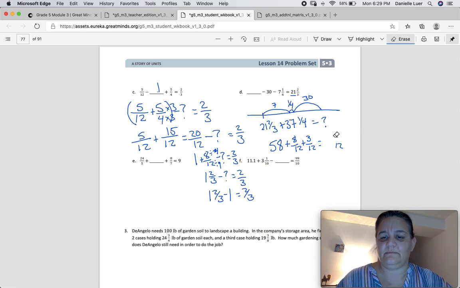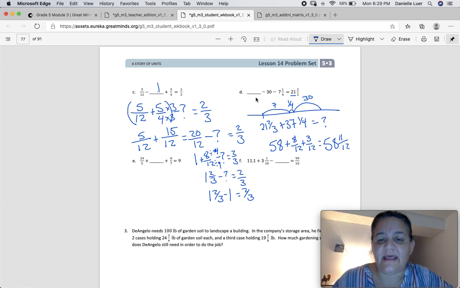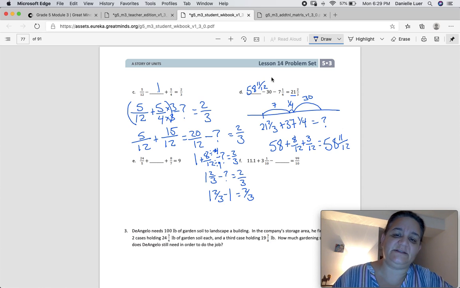Wow. My first strategy did not work. 58 and 11/12. That's why sometimes we have to start over again. Okay, this is why we check our work. So let's try it. 58 and 11/12 minus 30. Well, 58 minus 30 would be 28 and 11/12.